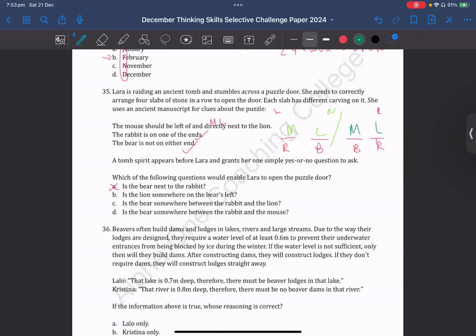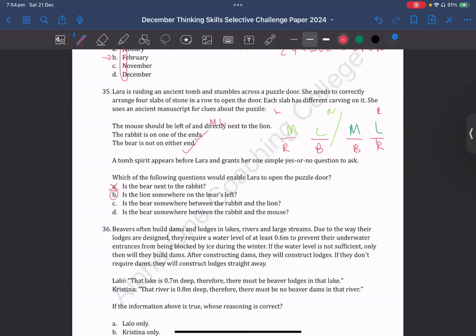Okay, so B is the best because if the lion is on the bear's left, it has to be this option here where it's mouse, lion, bear, rabbit, or it's the other way around.